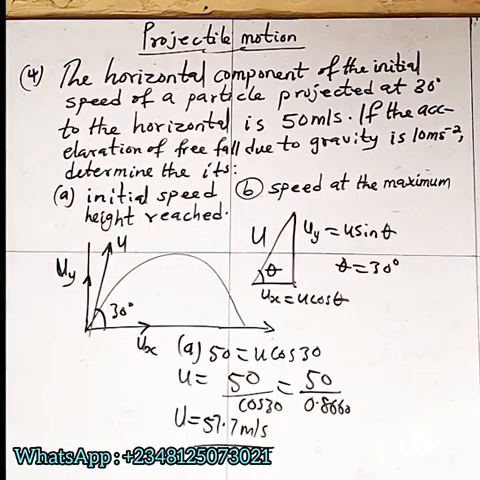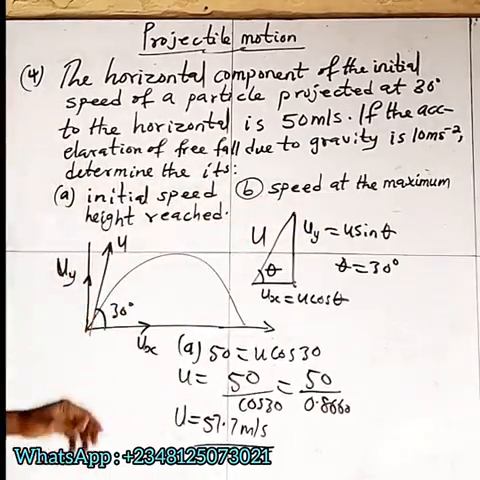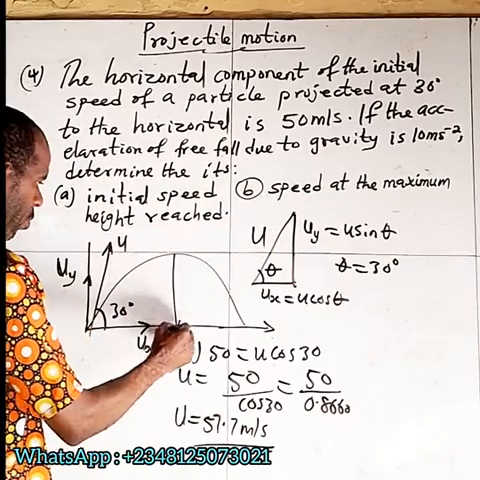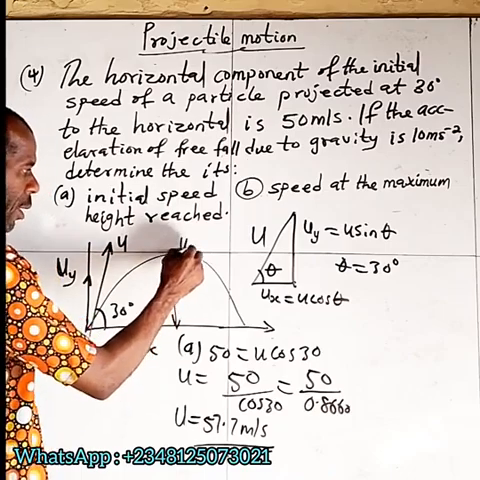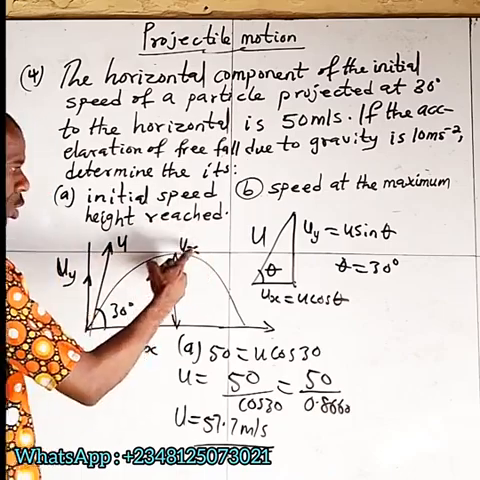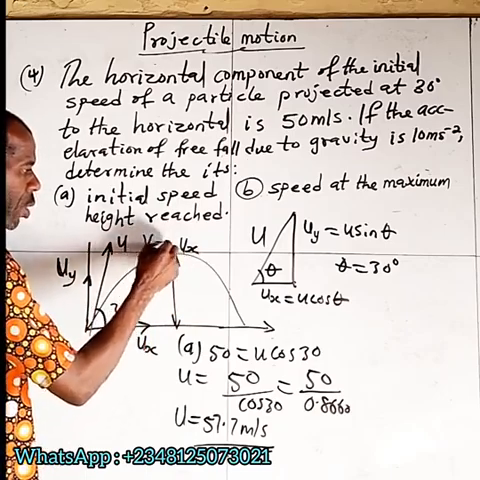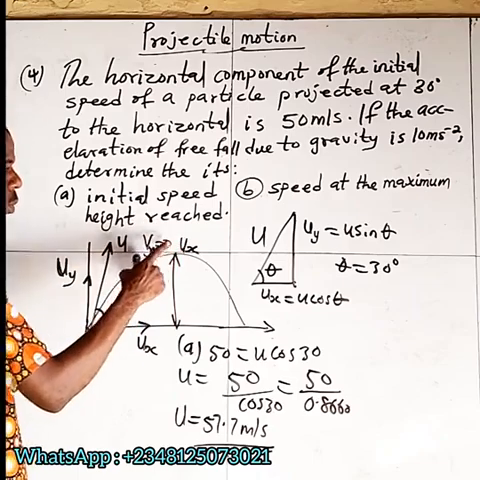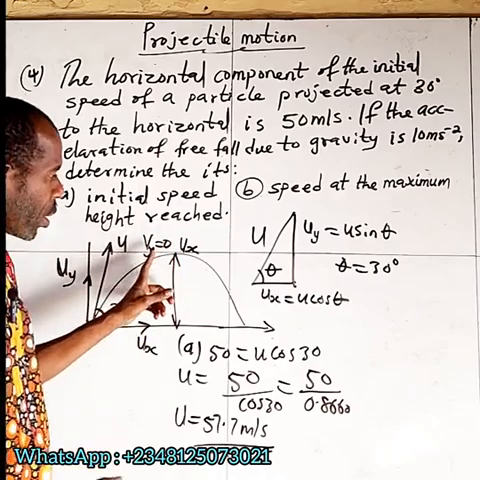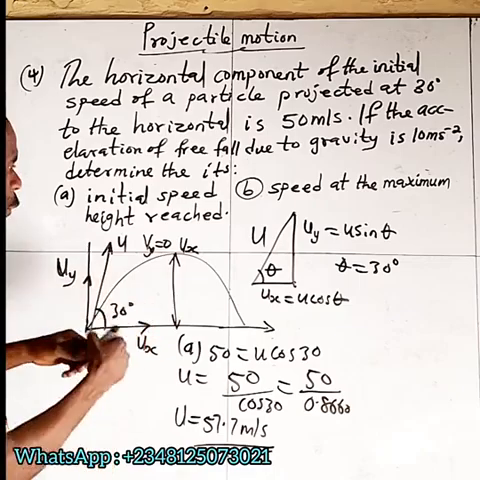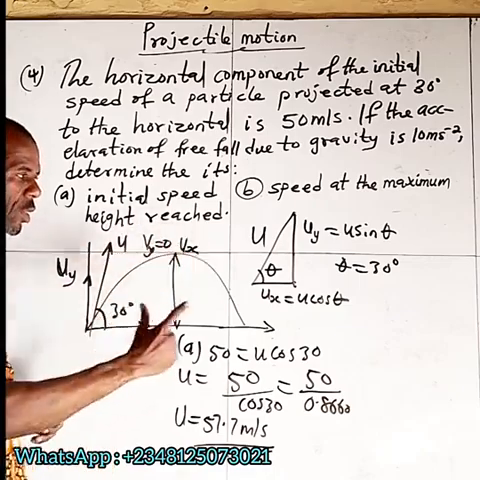Now, we want to get the velocity at the maximum height. Remember, when an object gets to this maximum height, we only have the horizontal velocity, which is this ux. Here, the final velocity vy is equal to 0. Since we are looking for the resultant velocity, we want the resultant of the horizontal and vertical components.